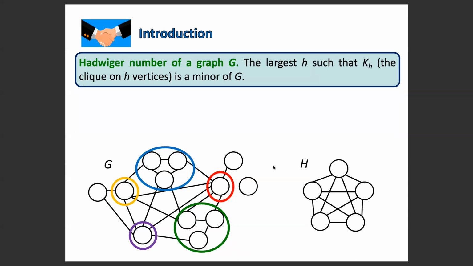Now the definition of the Hadwiger number of a graph G is as follows. This is the largest integer h such that the clique on h vertices, denoted by K_h here, is a minor of G. In this example, you can see that we have a clique on 5 vertices, which is a minor of G. But the clique on 6 vertices is not a minor of G, so the Hadwiger number of G in this example is 5.